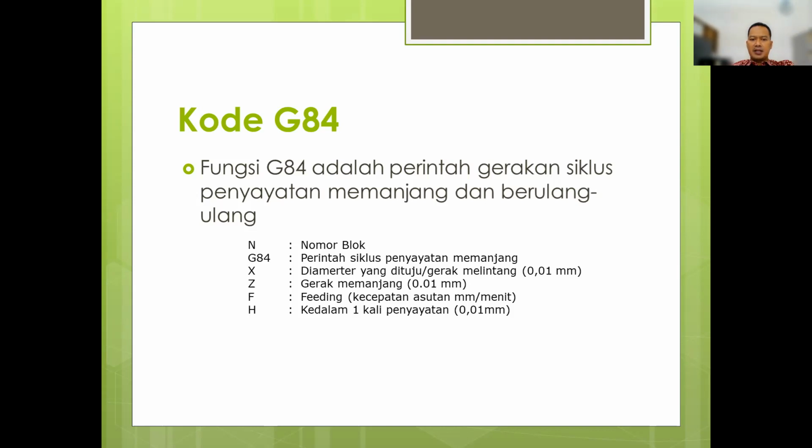The format is: N is the number of the block or number of the line, and then G84, this is the cycle linear feeding, and X is the final diameter, and Z is the distance of linear movement, and F is the feed in millimeter per minute, and H is the depth of cut. For example, you can put 0.01 millimeter or 0.1 millimeter, depending on the total of the plus diameter.